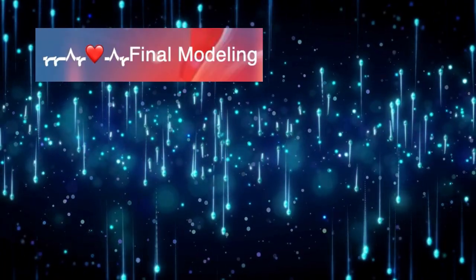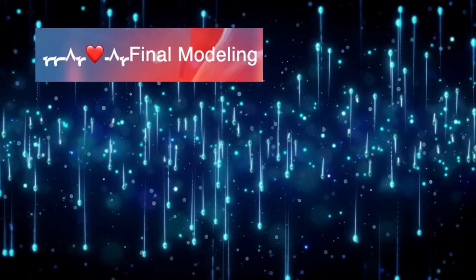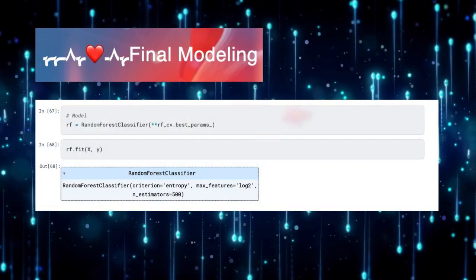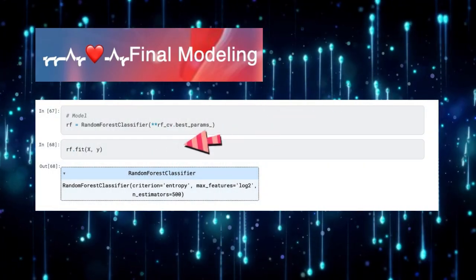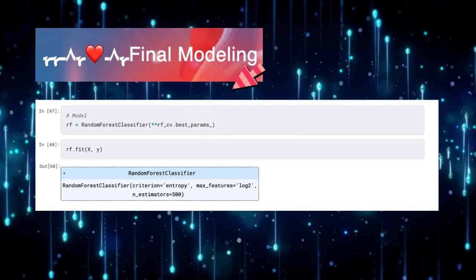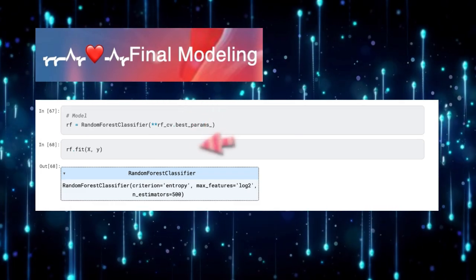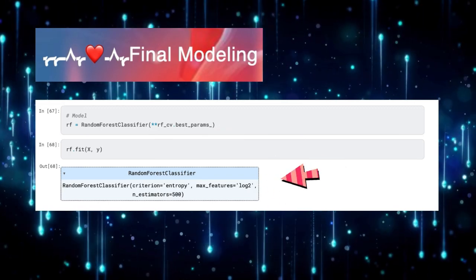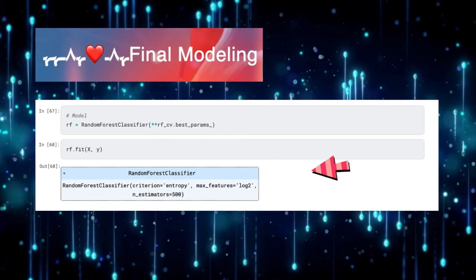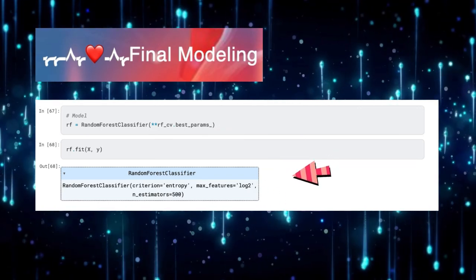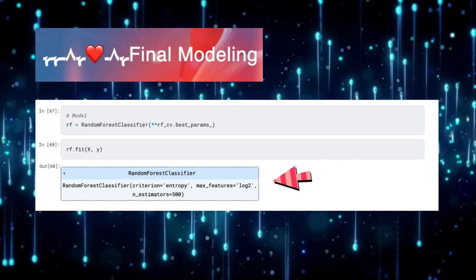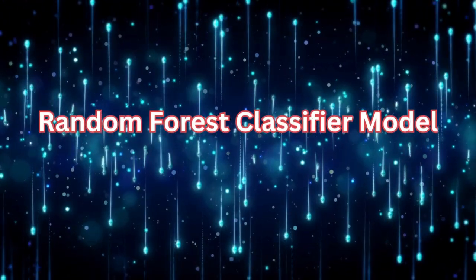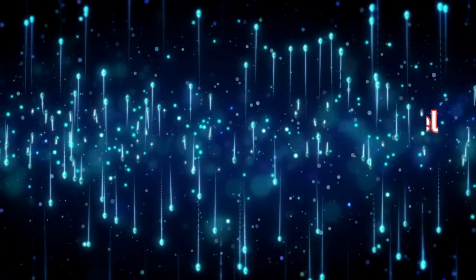Final modeling. We proceed to finalize the model by fitting the random forest classifier to the entire dataset. Fit the model. Using the best parameters obtained from the grid search CV, we fit the random forest classifier to the entire dataset. Model summary. Finally, we print the summary of the finalized random forest classifier model to verify the parameters. We successfully identified the best performing algorithm and finalized the random forest classifier model for further use.